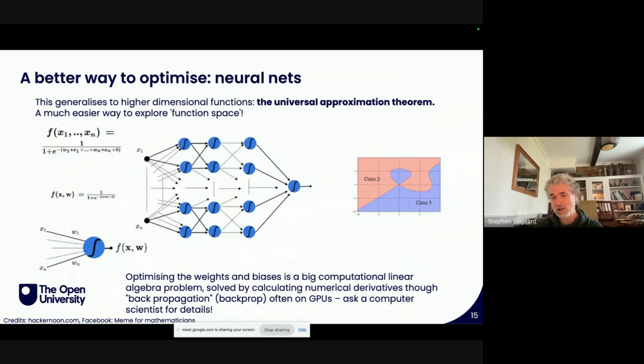It's solved by calculating numerical derivatives, and that's through a technique called backpropagation, or backprop for short, and it's deployed often on GPUs. I won't go into that, you'll be pleased to hear. If you want to know more about that, I would say ask a computer scientist for details. I'm quite interested in the applications of this technology.